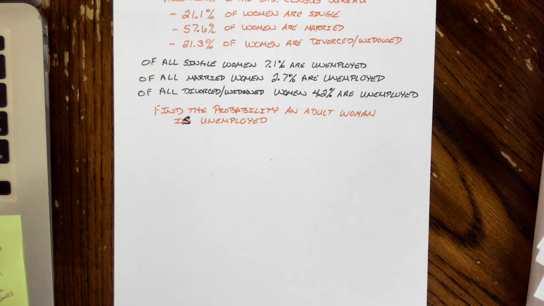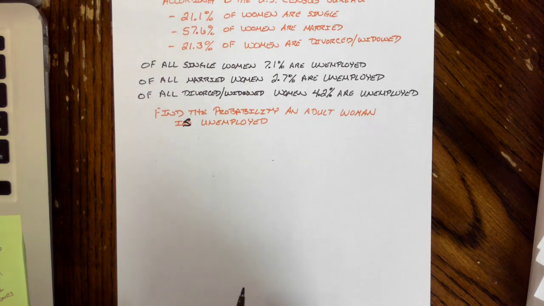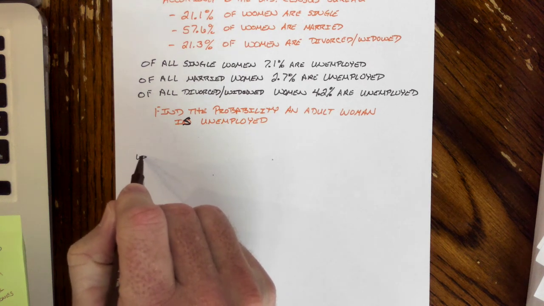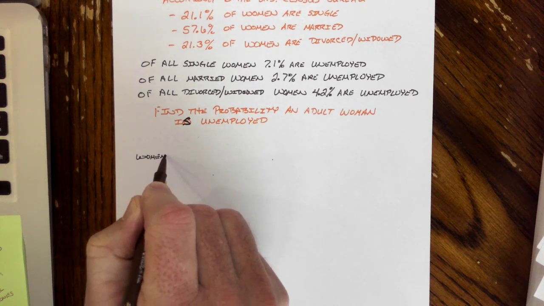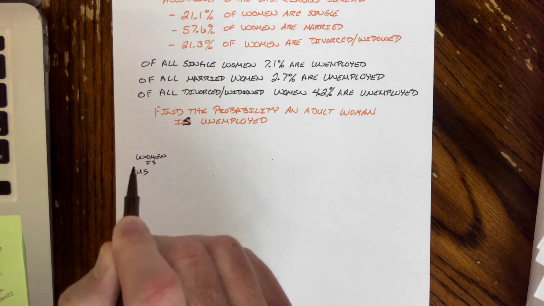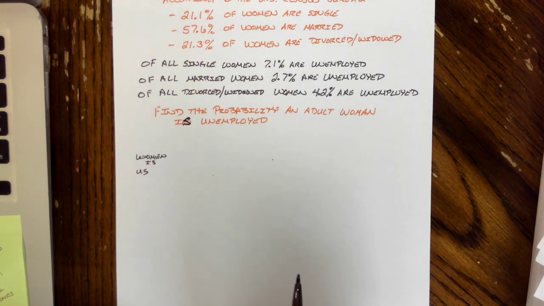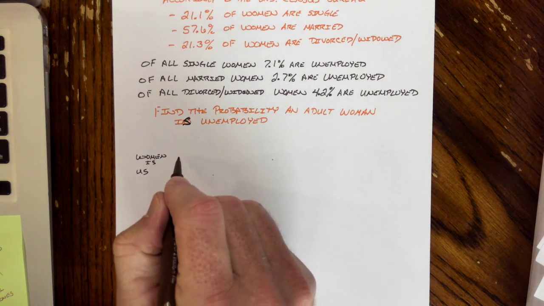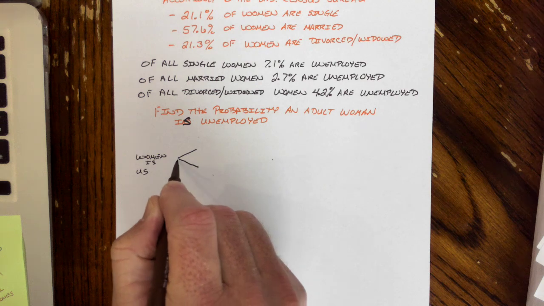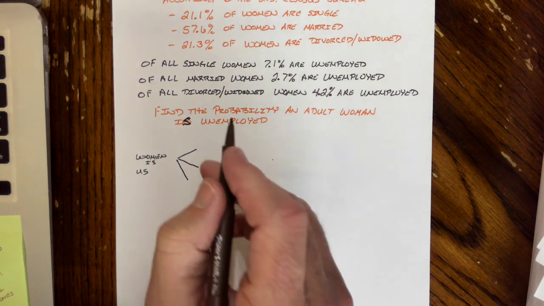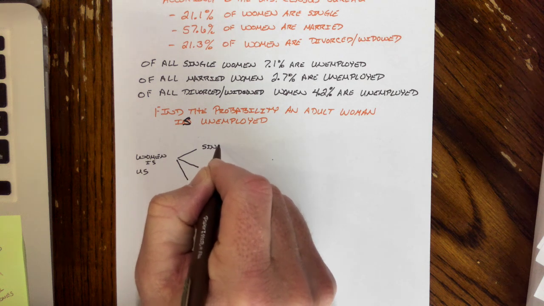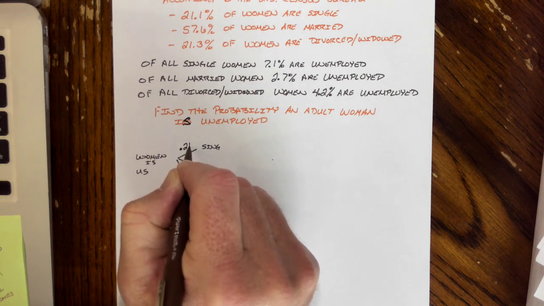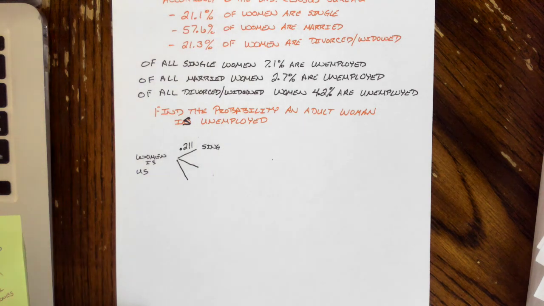Now, some of you will jump the gun and figure this out right off the bat without doing a tree diagram. Good. Run with it and go with it. There's nothing wrong with that. If I set up a tree diagram, so we've got women in the U.S. We've got them divided, according to the census of this particular problem, in 3 categories. And they are single, which is 21.1% of the population of the women.